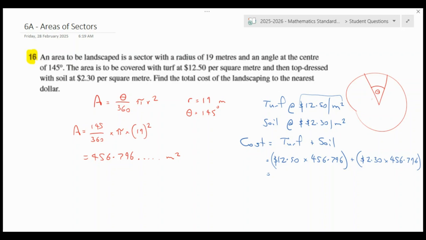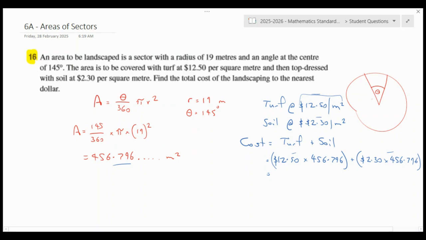Now, I'm going to do that. Obviously, the calculator is not coming up on the screen because I chose the wrong setting when I started to record the video, so I apologize. However, you put exactly that into the calculator and that will give you the exact answer. All we're doing is finding the cost of the turf, adding it to the cost of the soil. The cost of the turf is based on $12.50 per square metre and the soil is $2.30 per square metre. And our square metres are there because we worked that out as the area of the sector.